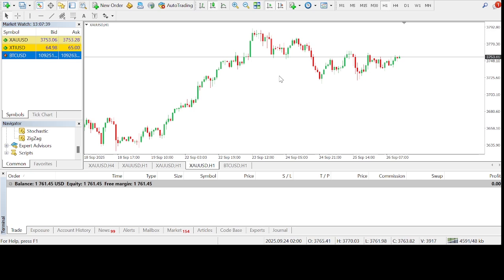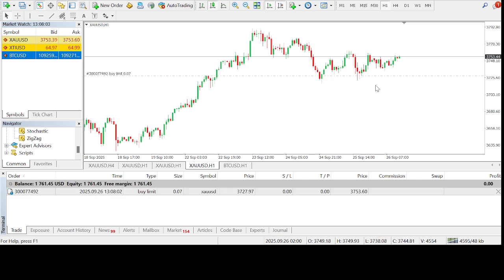How do you place your buy limit? You just need to right click and you see buy limit, or you can go to trading. You just need to see the arrow and then you have several options. We have buy limit and then we have sell stop. If you want to place a buy limit, you just need to click buy limit. Already it has been placed here, so you can modify it.